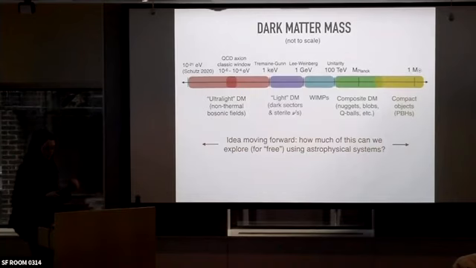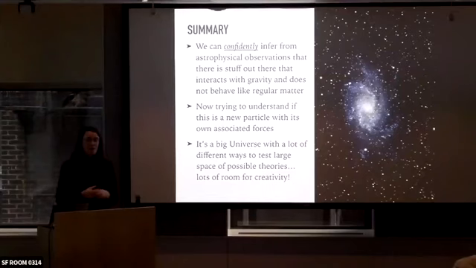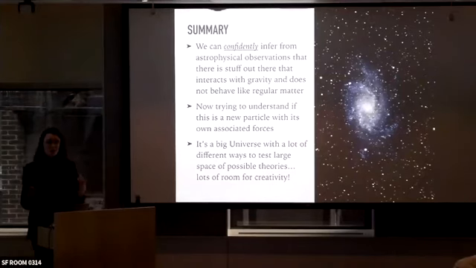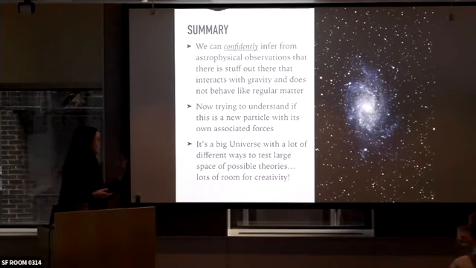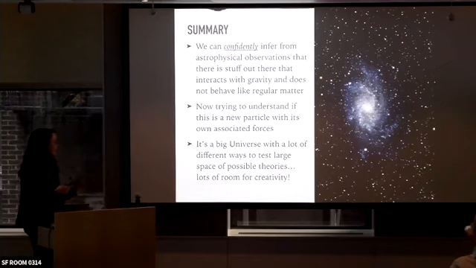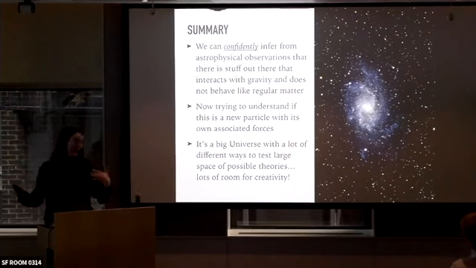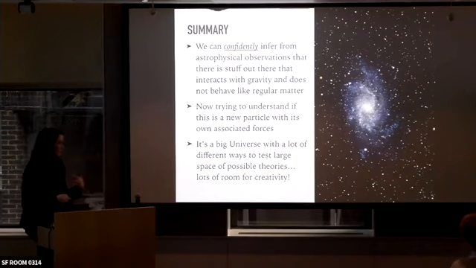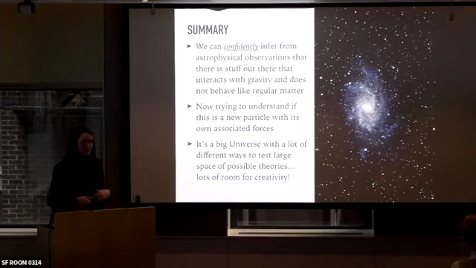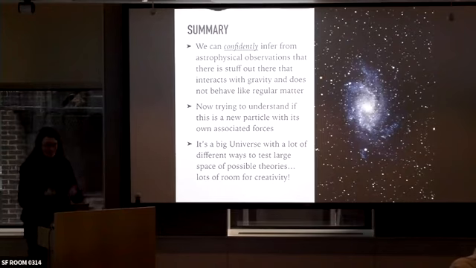I just want to summarize now and give my outlook, which is that we can confidently infer from astrophysical observations that there's some new type of matter out there. And so now we're trying to understand what is it? What is the particle nature of this thing, and how does it behave? And again, it's a big universe. There's a huge range of length scales and time scales and environments where we can probe different kinds of theories. And this is a space where there's a lot of room for creativity. And I think the time right now is really ripe to be thinking about this because we have so much astrophysical data coming in. Thanks so much for your attention.